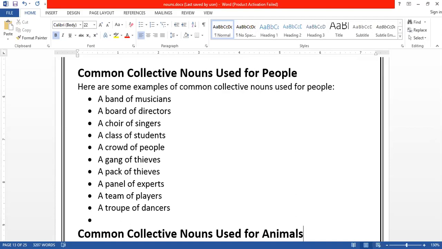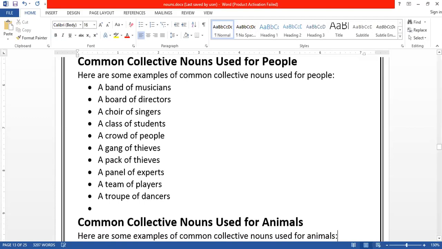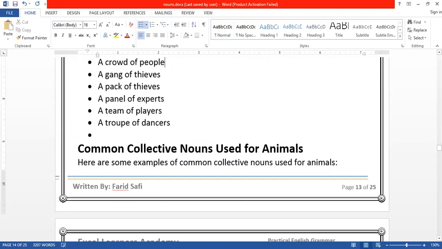So board is a collective noun, and there are a lot of directors, so board of directors, clear? A class of students. There are a lot of students in one class, clear? A crowd of people, and crowd people are more. A gang of thieves. Gang is a collective noun, and thieves make a gang. We can say a pack of thieves, a panel of experts. Panel is a collective noun. A team of players. Team is a collective noun. Clear? A troupe of dancers. So this is what we call collective nouns.